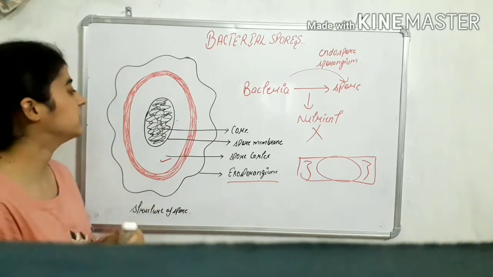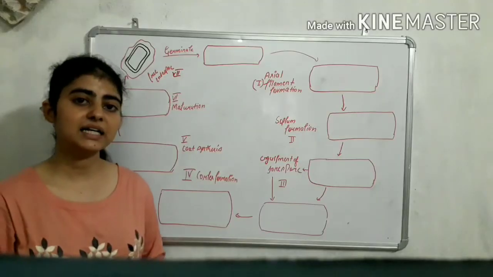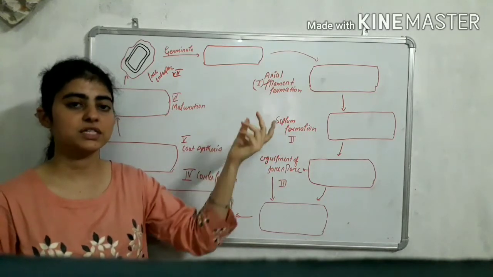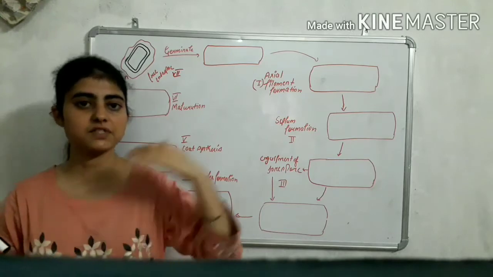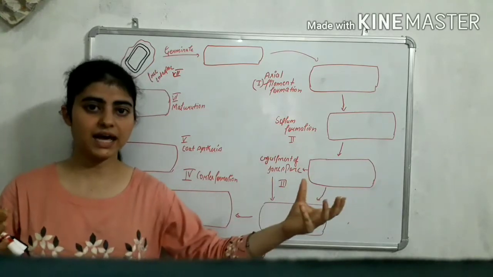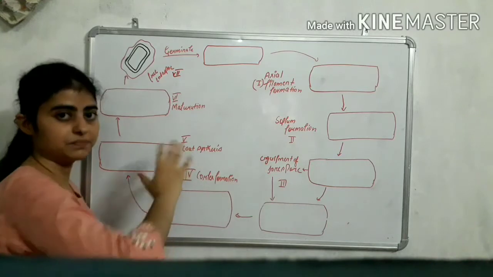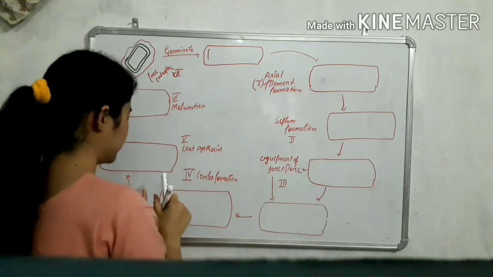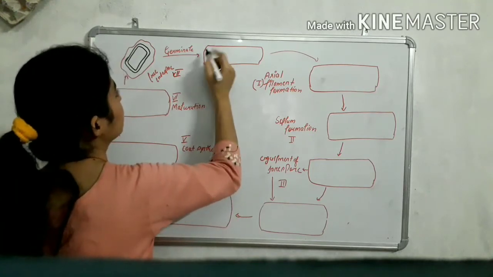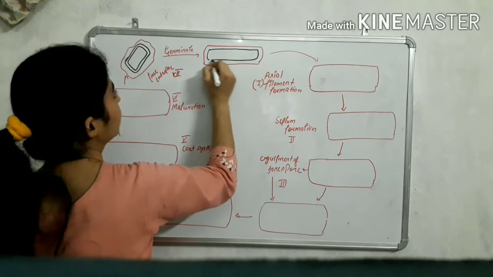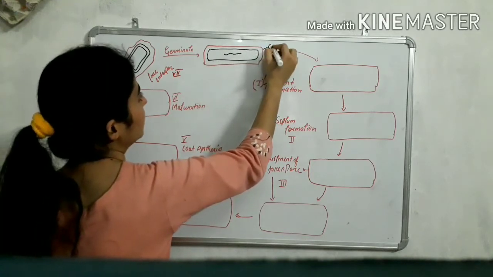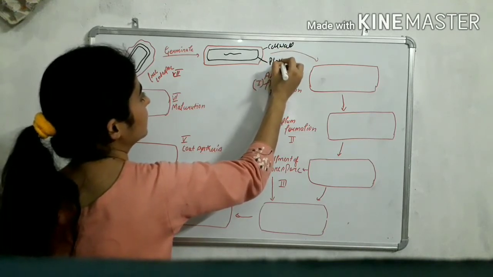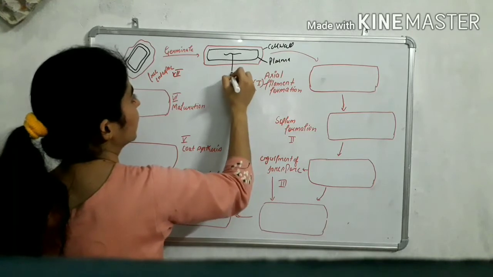Now we will see how all these parts are made. It takes approximately 10 hours to complete the process of sporulation, from the conversion of the vegetative cell to the spore, and it is divided into 7 stages. We will discuss them one by one. For example, this is our bacteria. This is the cell wall, this is the plasma membrane, and this is DNA.